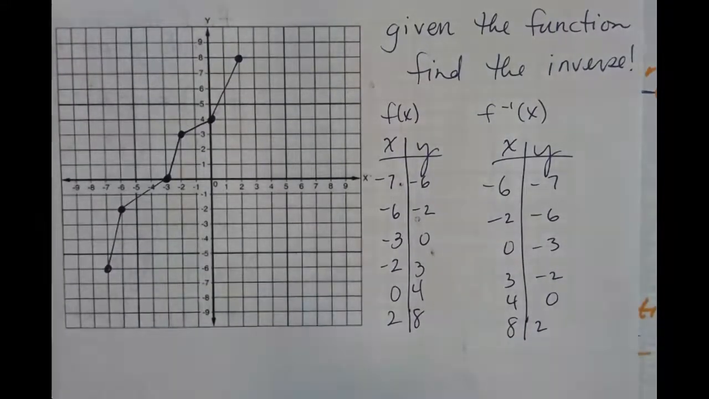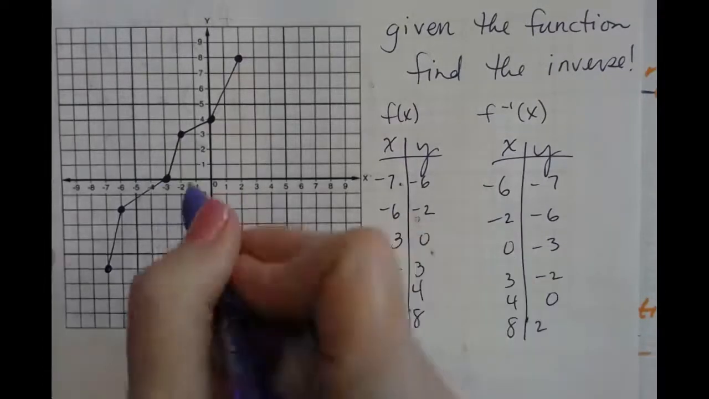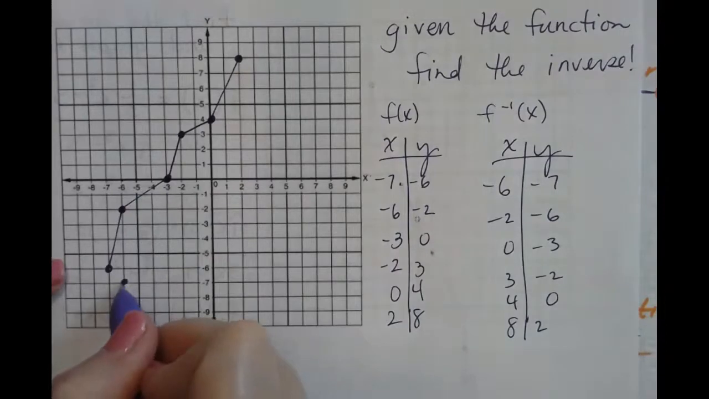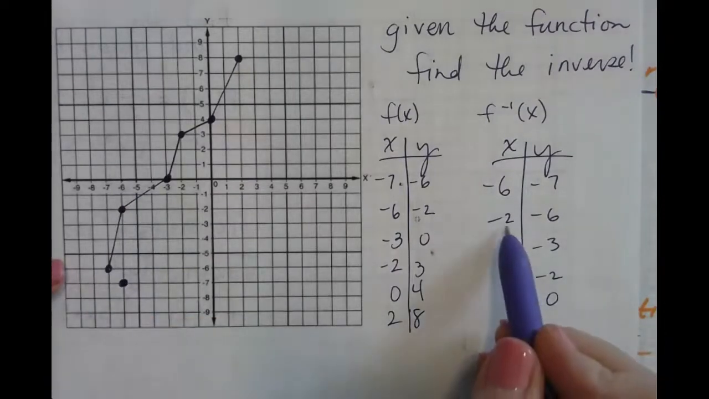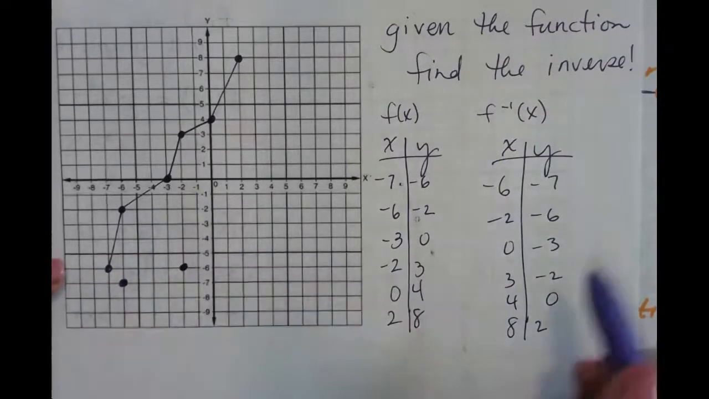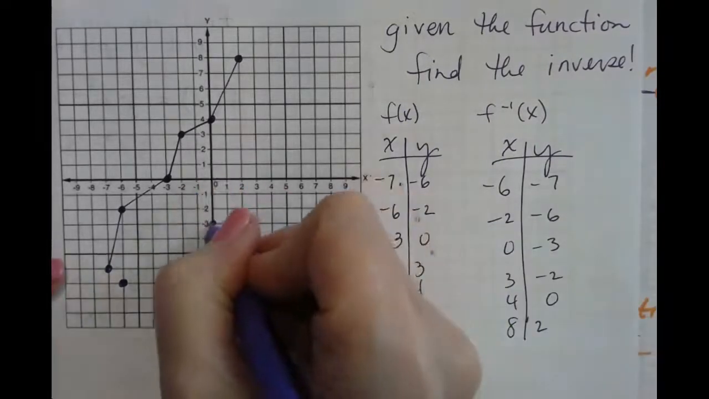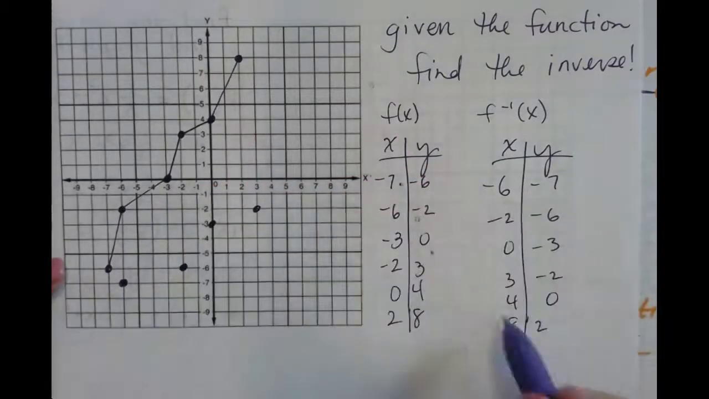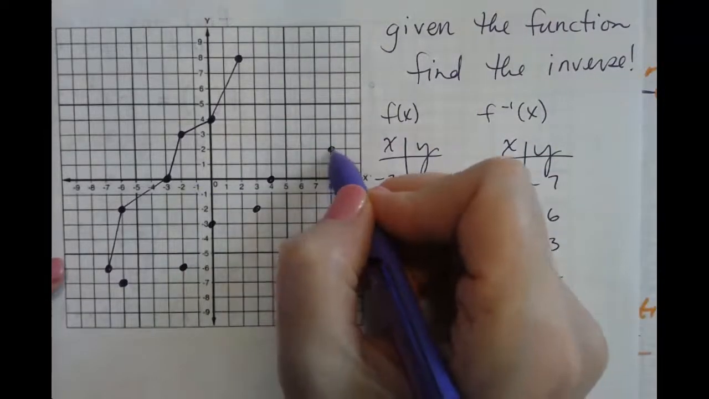So if we plot these points, we should see the inverse. Back 6, down 7. Back 2, down 6. 0, -3. 3, -2. 4, 0. And 8, 2.